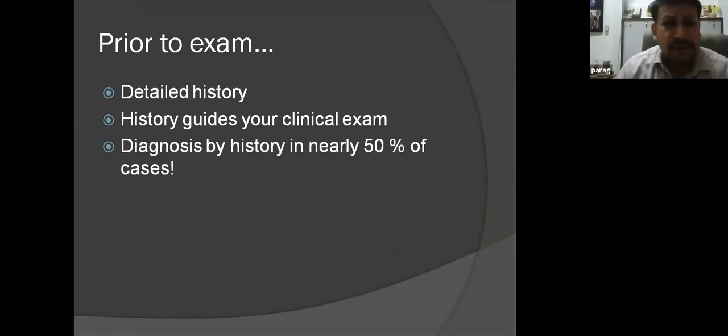So what I would like to say is that prior to examination, you must take a detailed history. A history guides your clinical examination. Usually, by history alone, 50% of the time it's clear what the patient is suffering from, and then with your clinical examination you should come to at least a number 1, 2 and 3 kind of differential diagnosis, and all the investigations that you order are going to support or substantiate your clinical findings.